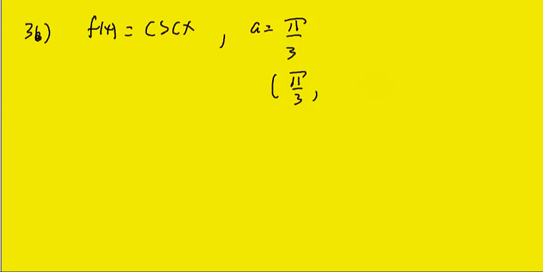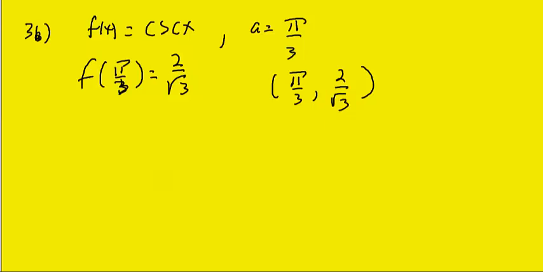How do I find my y value? Okay, so f of pi over 3. Cosecant is the same thing as 1 over sine. What's sine of pi over 3? Rad 3 over 2. And then you got to flip it, so it'll be 2 over rad 3. I hope you don't have to draw the whole unit circle all over again just to get that. Okay, so it'll be 2 over rad 3.